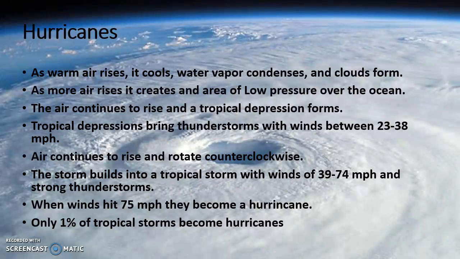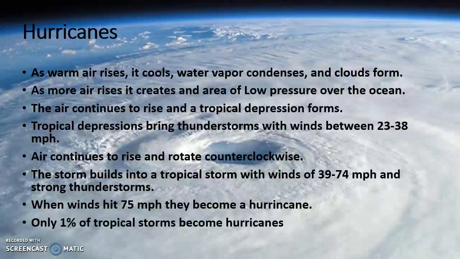air currents video. The storm builds into a tropical storm when the winds hit 39 miles an hour and is considered a tropical storm up until 74 miles an hour and has extremely strong thunderstorms. When the winds hit 75 miles an hour, they officially become a hurricane. Only 1% of tropical storms become hurricanes.